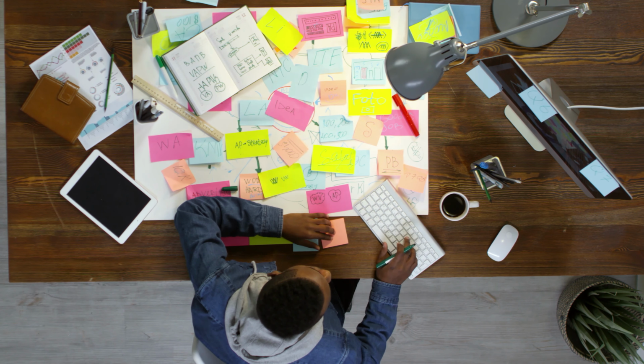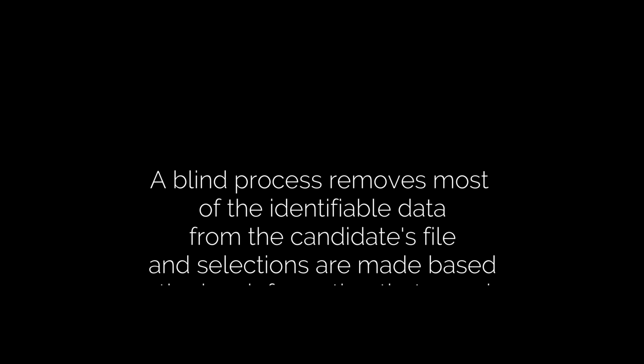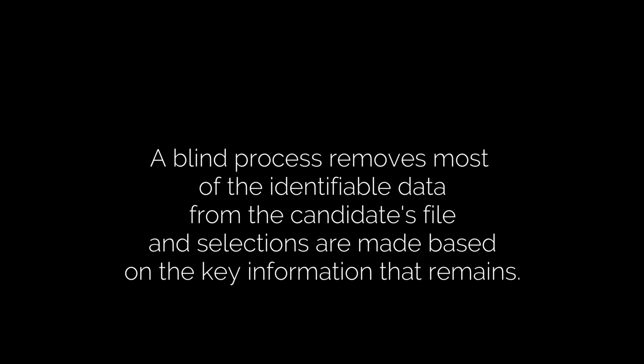So when I was put in charge of the process the following year, I wanted to do something different, and I settled on a blind process. I explained it to my supervisor, she heard me out, and thought it was a great idea. So a blind selection process removes most of the identifiable data from the candidate's file, and then selections are made based on the key information that remains.